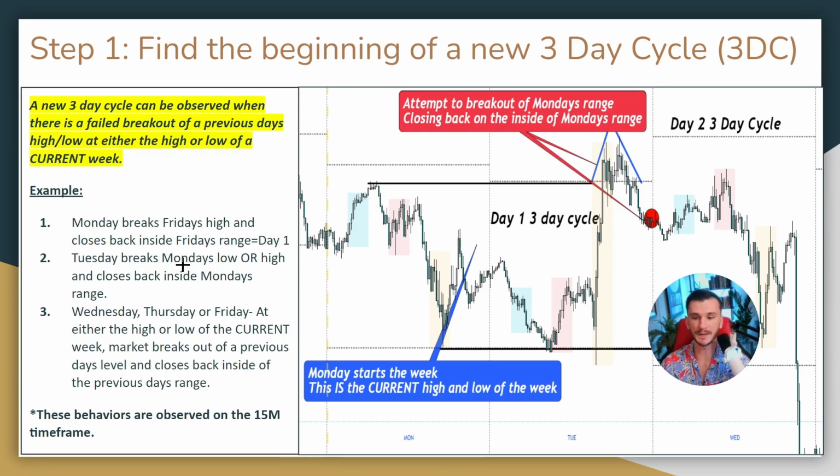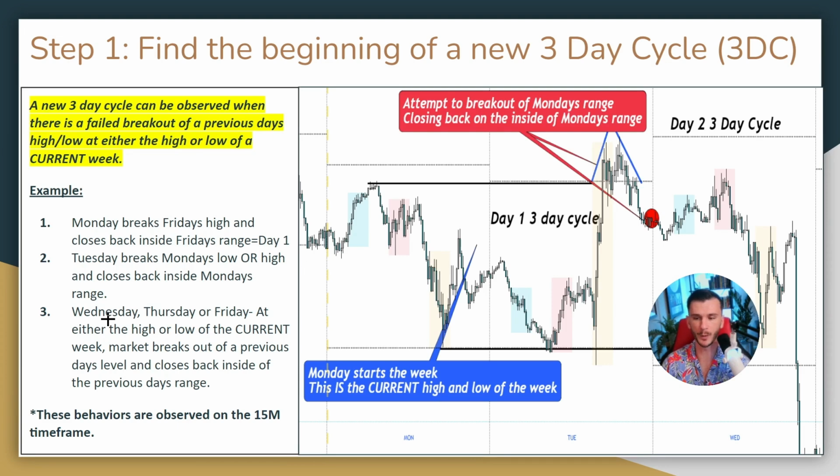If Tuesday breaks Monday's low or Monday's high and closes back inside of Monday's range. Why? Well, it's because Monday is the beginning of a new week. Monday is going to establish the high and the low of the current week. It is very important to understand that we're talking about within the current week. Monday's high, Monday's low. So if Tuesday closed outside on that day, which you can see that they did here, this is a breakout, and then the breakout has now failed, coming back down below Monday's high, restarting the 3-day cycle that is now day one.